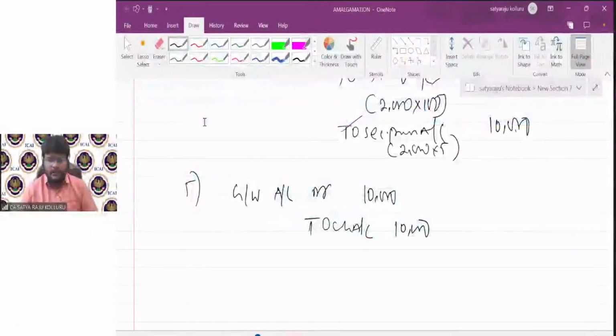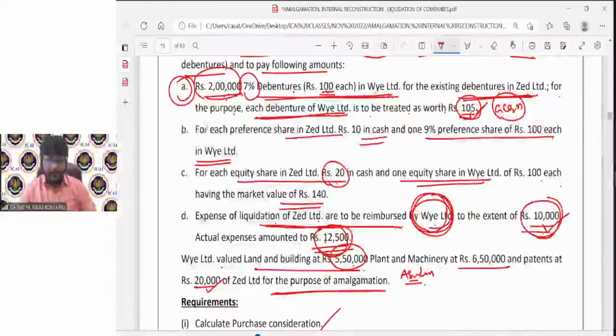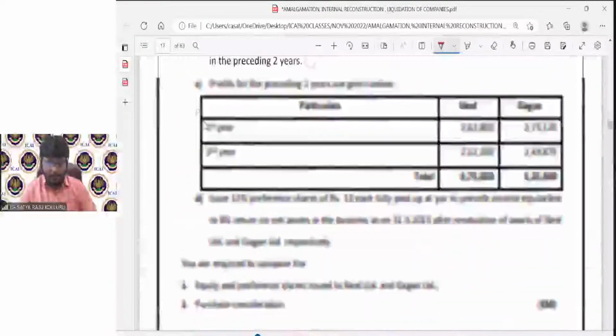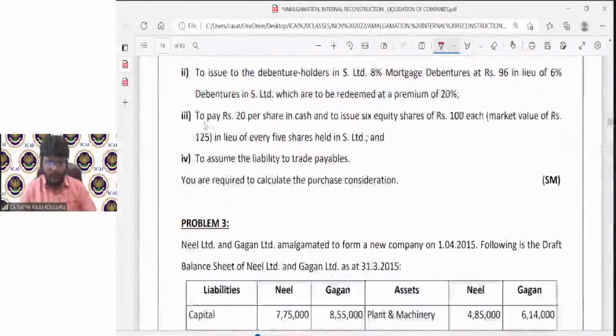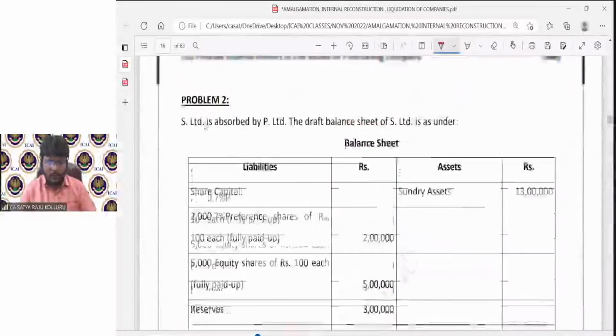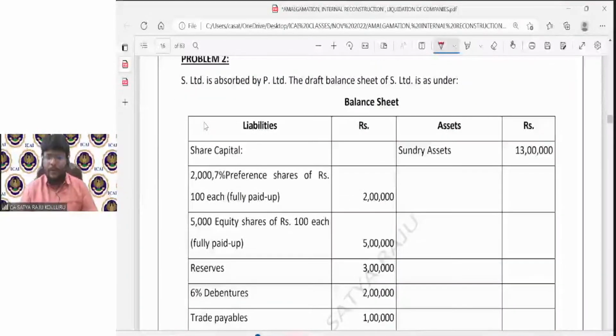Welcome back, guys. Let us quickly resolve certain problems related to PC, as I told you. Please all of you come to problem number 2, guys. S Limited is absorbed by P Limited. Sir, P Limited is the purchasing company. S Limited is the selling company. The draft balance sheet of S Limited is as under.